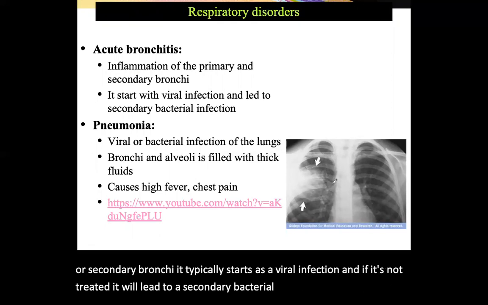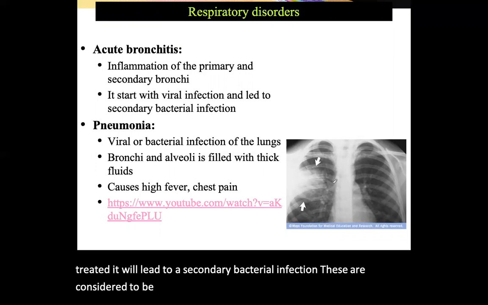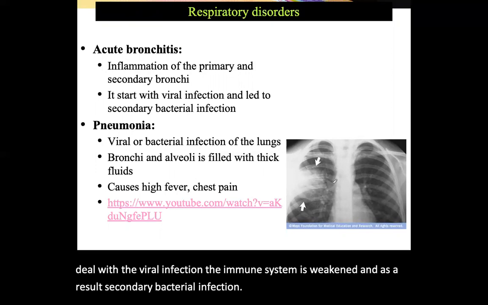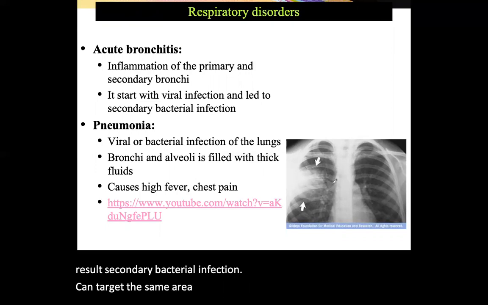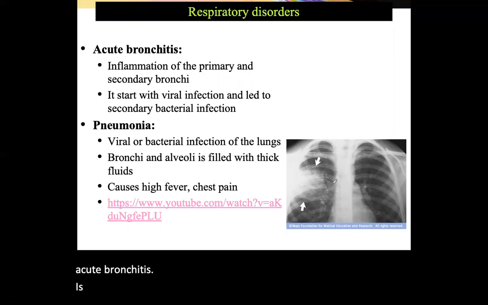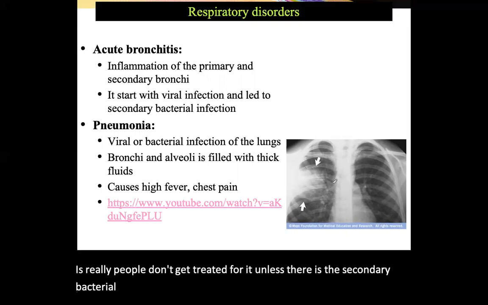These are considered to be opportunistic infections: if you don't deal with the viral infection, the immune system is weakened, and as a result, a secondary bacterial infection can target the same area and cause much more severe symptoms. People don't get treated for acute bronchitis unless there is a secondary bacterial infection, but they tell you to rest significantly and drink plenty of fluid.